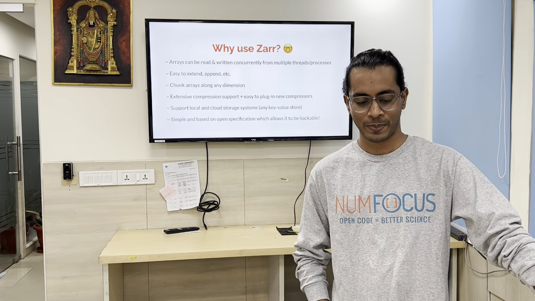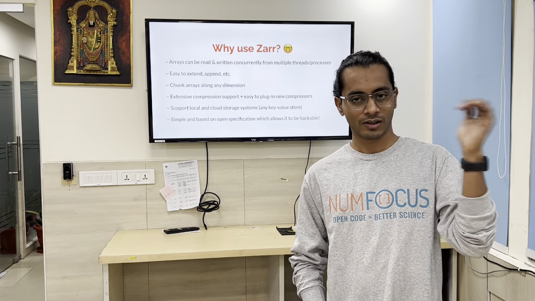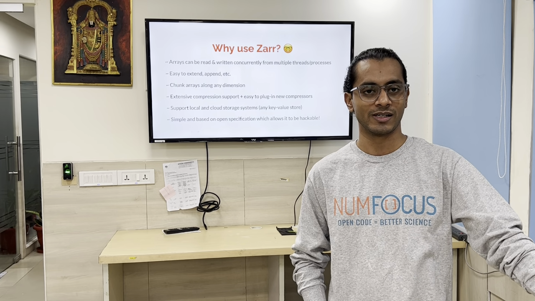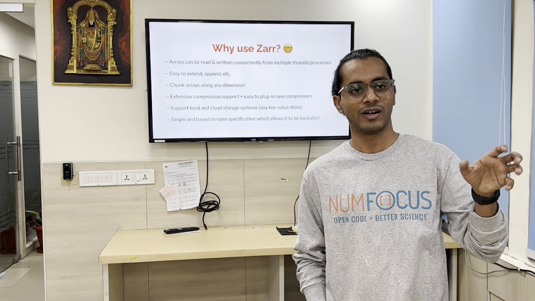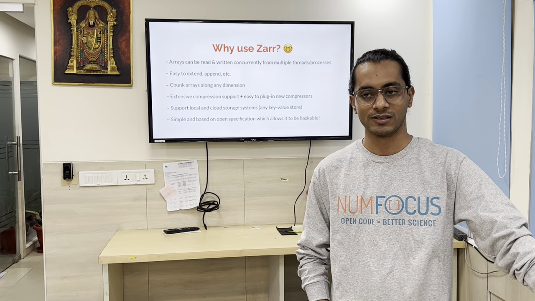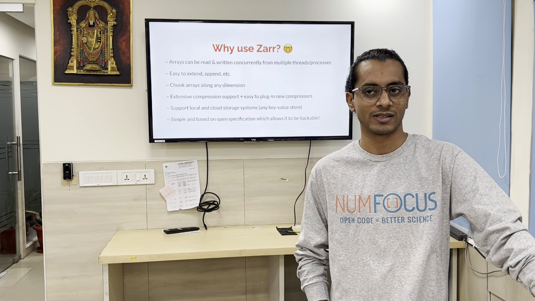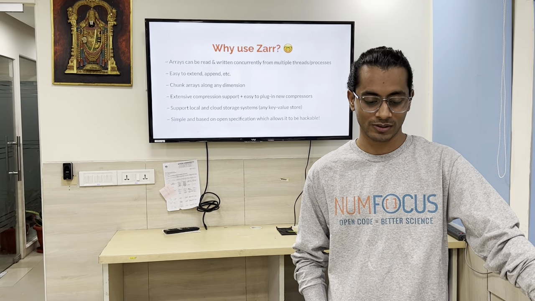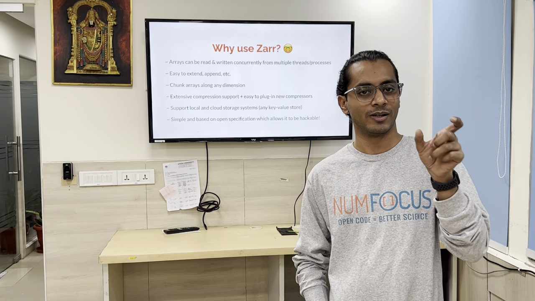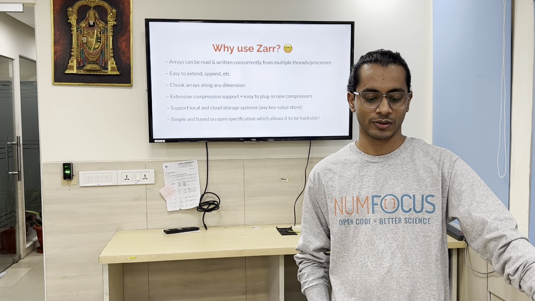What I showed you was chunking along the row-wise dimension, but you can also chunk along the column-wise dimension. You can chunk along any dimension, and chunking basically means dividing the big file into small parts. And yeah, there is extensive compression support, which means it has a lot of compressors you can use, and we are always adding new state-of-the-art compressors. You can use any one, and it's fairly easy to plug in any compressor. You just need to change the parameter when you're creating the data. And it supports local and cloud storage systems.